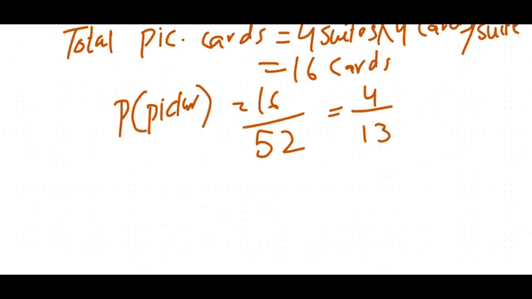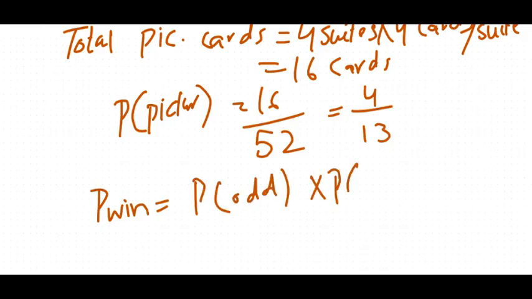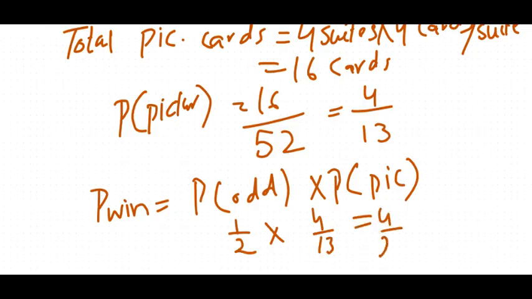So we can say that the overall probability of winning is the product of the independent probabilities. P win equals P odd multiplied by P picture. So we have 1 by 2 multiplied by 1 by 2 multiplied by 4 by 13, and we get 4 by 26, which equals 2 by 13.